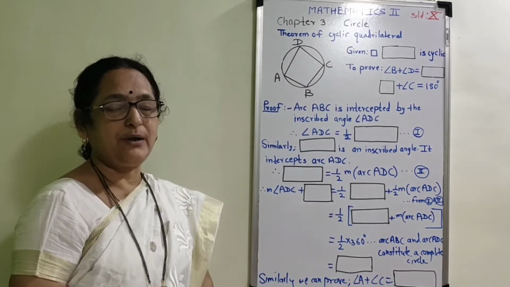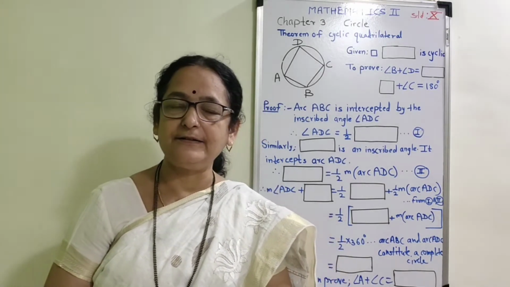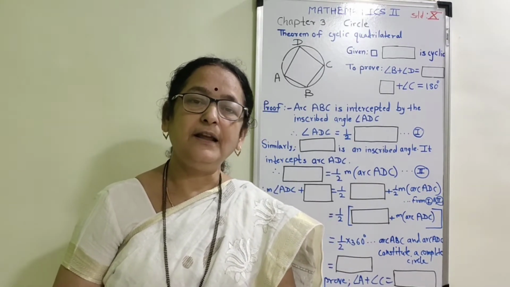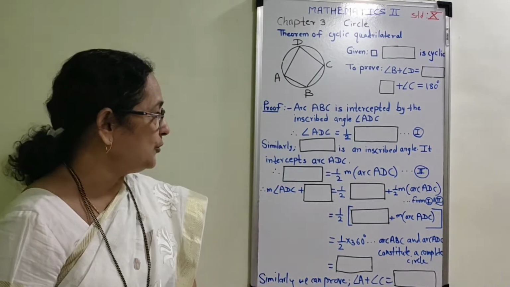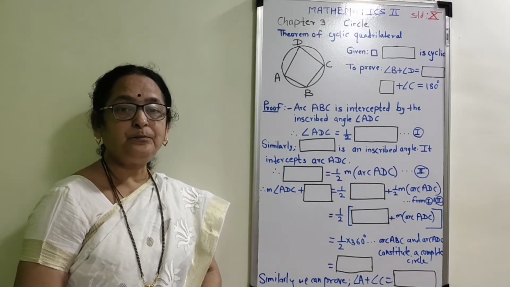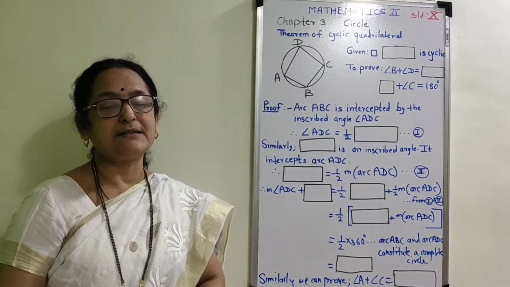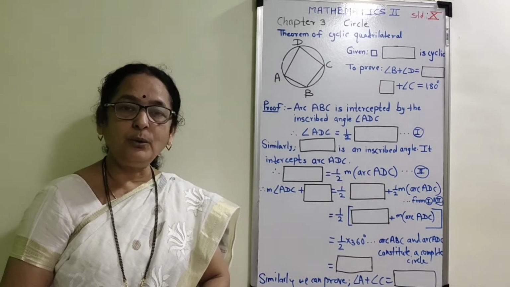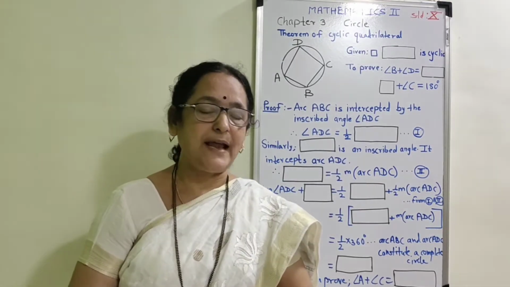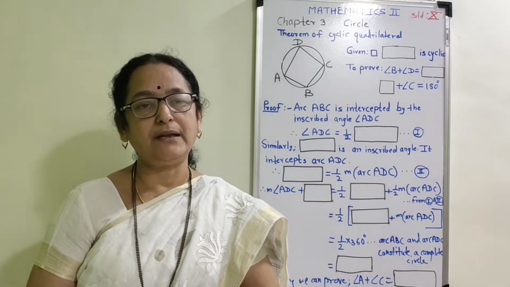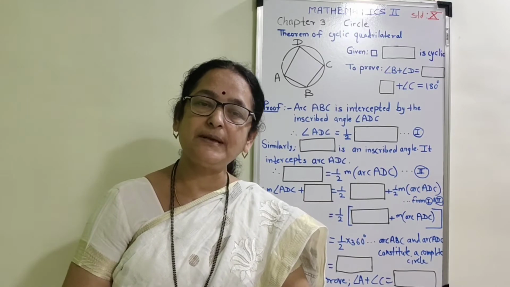Now today we are going to learn one of the important theorems from our 10th standard chapter 3, that is circle, the theorem of cyclic quadrilateral. First of all, the statement: when a quadrilateral is cyclic, then its opposite angles are supplementary. We know that when the addition of the measures of two given angles is 180 degrees, that pair of angles is said to be supplementary.